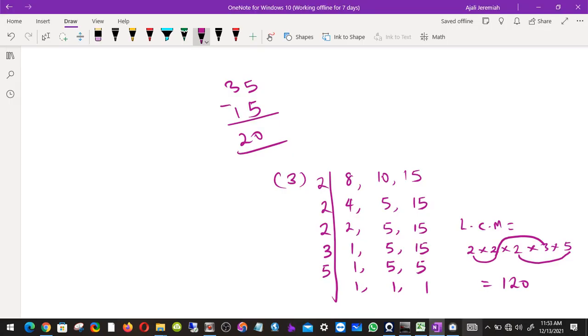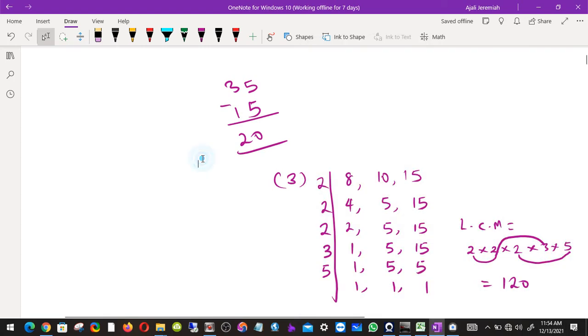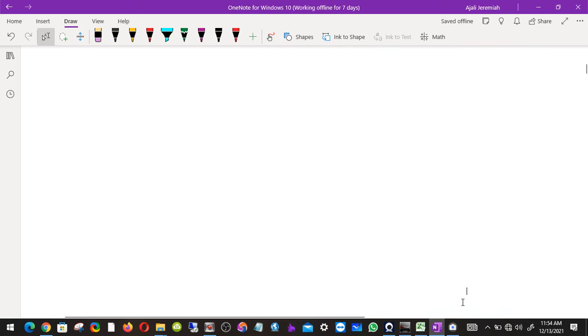Let's remind ourselves of prime numbers. What are prime numbers? Prime numbers are numbers that have two factors: itself and one. One is not a prime number. Prime two.